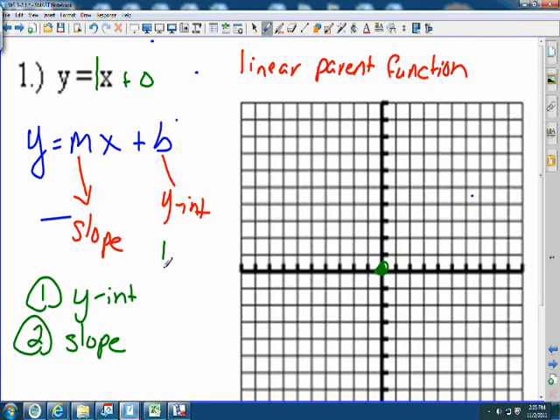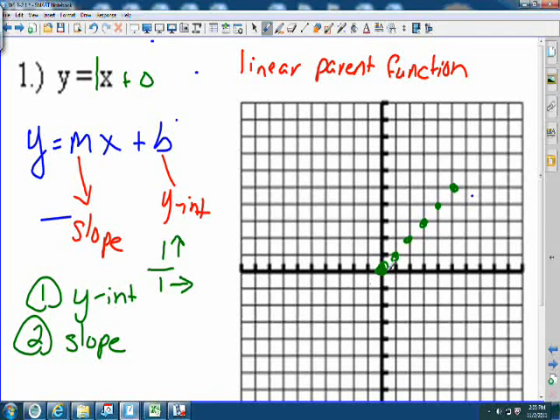But my slope needs to be a fraction. So I put it over 1, and this tells me how to move. It is positive, so I'm going to go up. The bottom number, we're always going to go to the right. So you start at the y-intercept, and you go up 1 to the right 1 and put a dot. Up 1 to the right 1 and put a dot. The slope tells me how to move.